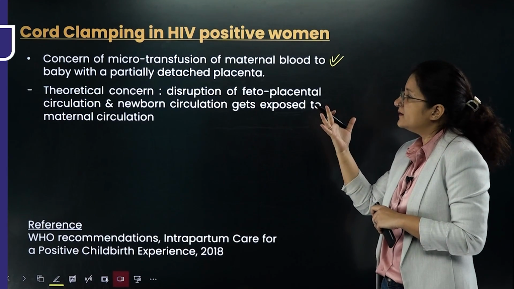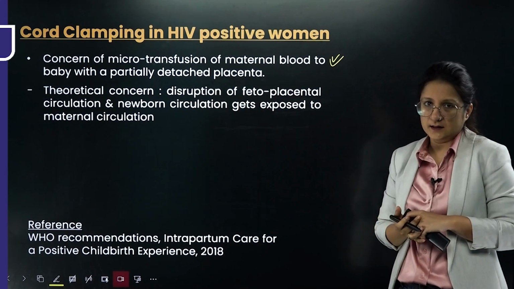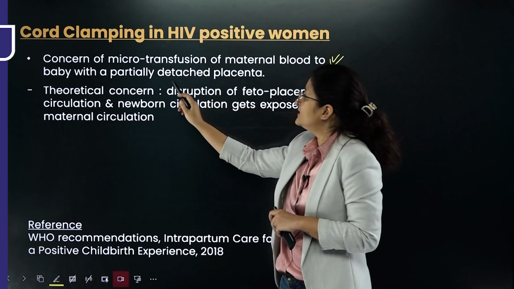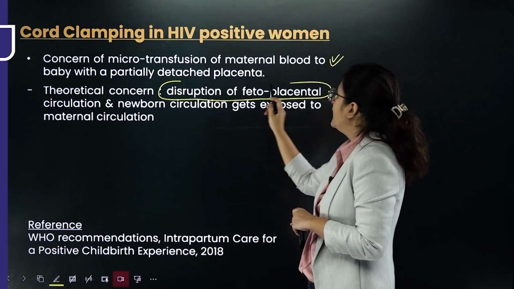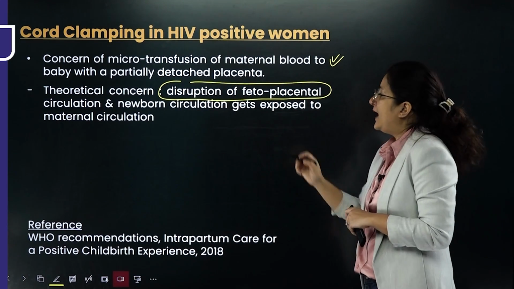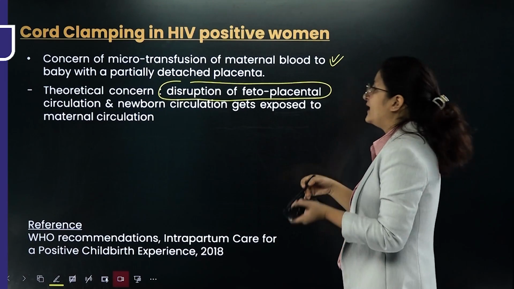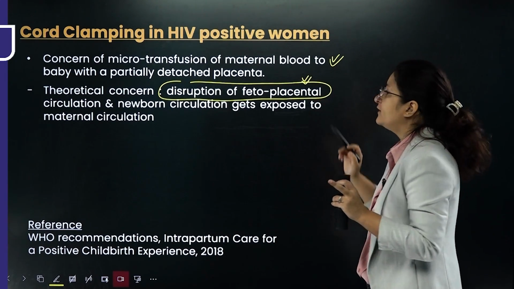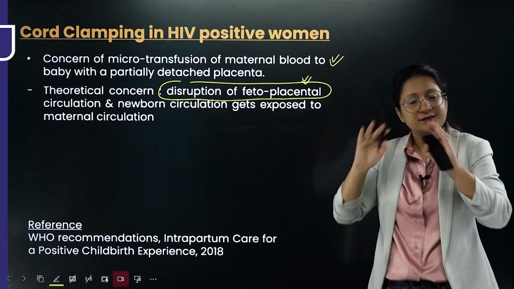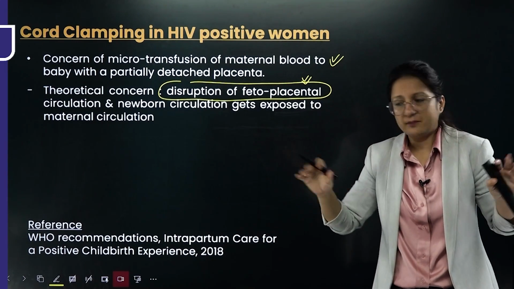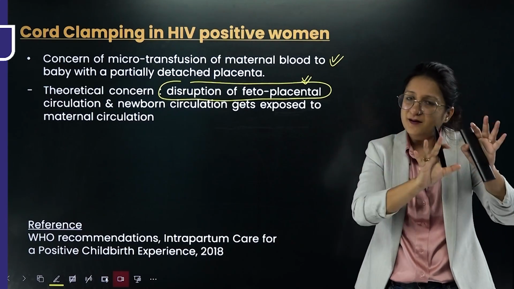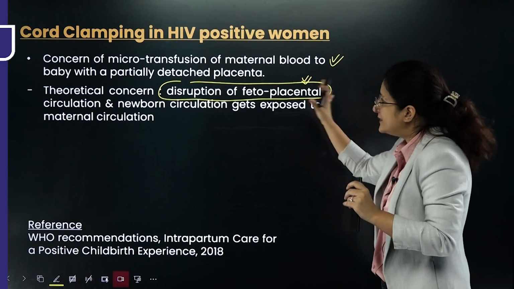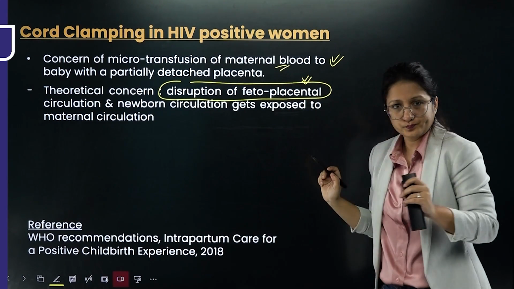Now the counter is here. First of all, let's talk about the theoretical concern before we talk about the counter. The theoretical concern is that there is a possibility of disruption of fetoplacental circulation, and the newborn circulation may get exposed to maternal circulation. But that would be possible only if there is disruption of fetoplacental circulation, because in the placenta the circulations are separate. Maternal blood is in the intervillous spaces, fetal blood is in the chorionic vessels. If that integrity is broken, then yes, of course, this can be true.